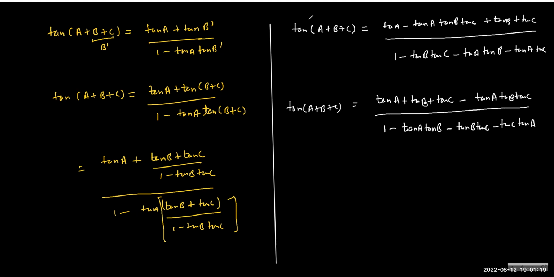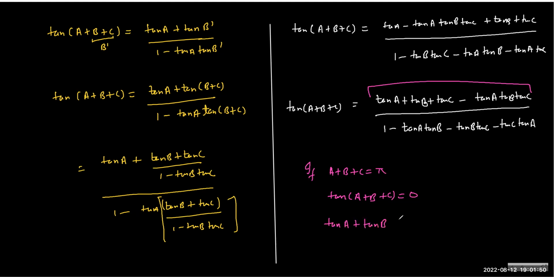And in trigo you will learn something interesting, that if A plus B plus C equals pi, which means these three angles represent the angles of a triangle, then tan pi is how much? 0, correct? And tan will be 0 when the numerator is 0, right? And that will give you the very interesting relation that in a triangle, the sum of the tans of the three angles is always the product of the tans. See, these are some beautiful relations.